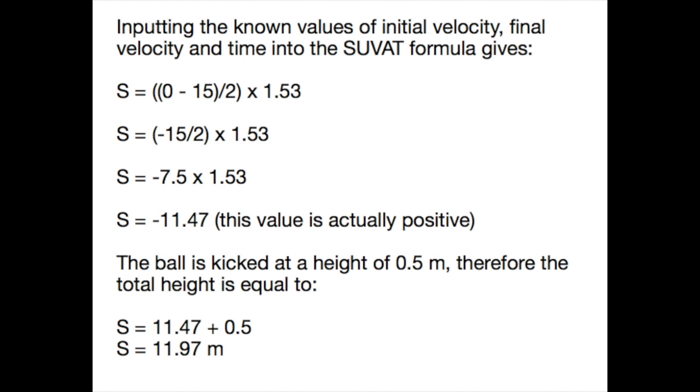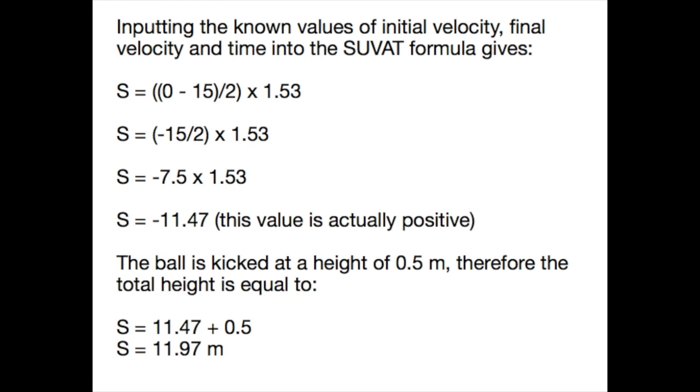Inputting the known values of initial velocity, final velocity, and time into the SUVAT formula gives s is equal to 0 minus 15 divided by 2 times 1.53. This calculation gives displacement equal to 11.47 meters.